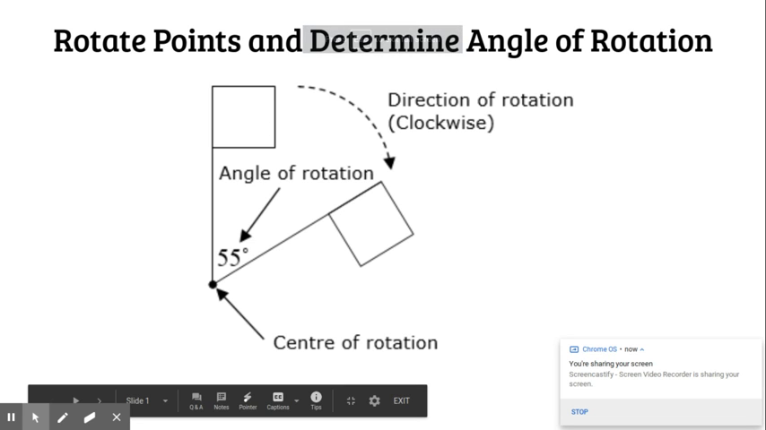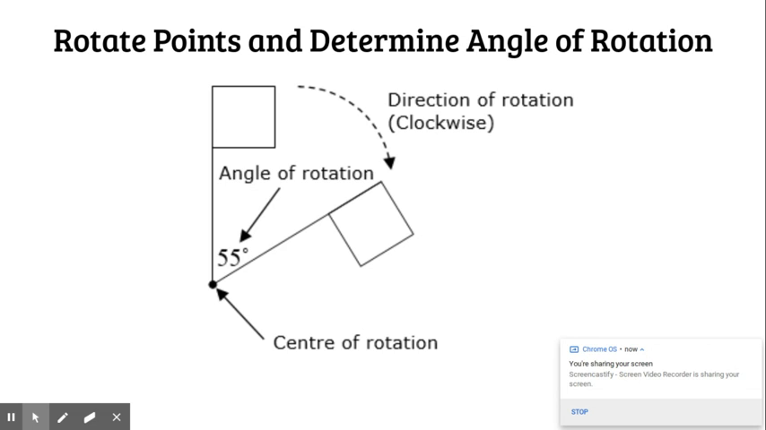Okay, another topic that we think you can get some points back on from this Unit 2 test deals with rotating points and then determining angles of rotation. So if we look at this diagram right here, you have an example of a flag that gets rotated in a clockwise direction. So a couple things to remind you about.